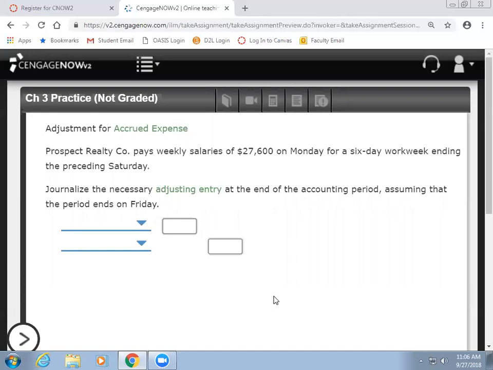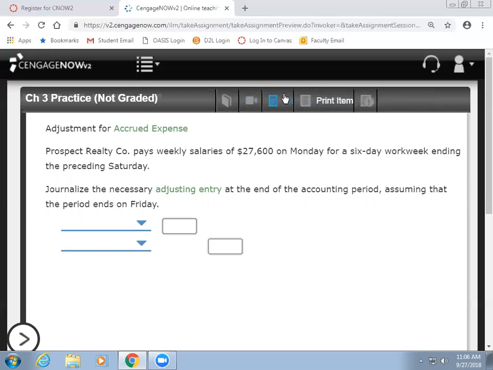So sometimes you have to really read these adjustments because it's not just about getting the debit and credit accounts correct, but the amounts right as well. So in this case, we have a 6-day work week, but we just need to log 5 days worth of accrued expenses. Okay, so you're actually going to take your $27,600 and divide it by 6. That should get you a daily amount. Okay, so that would tell us how much daily.